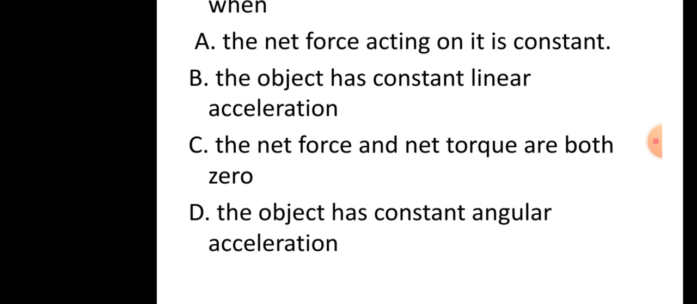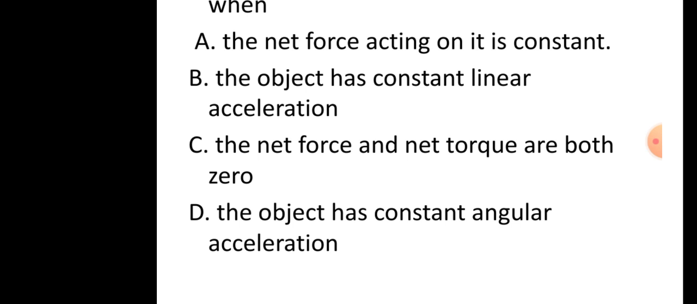A, the net force acting on it is constant. This is completely false, because if the net force acting on it is constant at 10 newtons, is it in equilibrium? If it is continuously 100, is it in equilibrium? No. B, the object has constant linear acceleration. This is also not correct. C, the net force and the net torque are both zero. D, the object has constant angular acceleration.